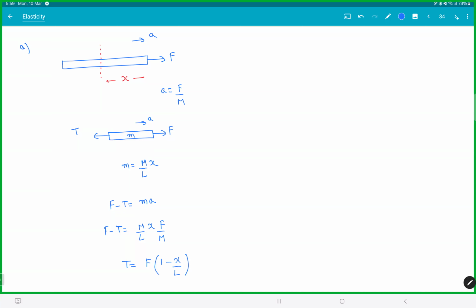So find the acceleration of the system. Wherever you want to find tension, cut it there. Then you'll get two pieces. Whenever you cut, you get two pieces. Choose any one. You could have taken the left piece also. The mass would have been m by L times (L minus x), so you would have got the same answer.